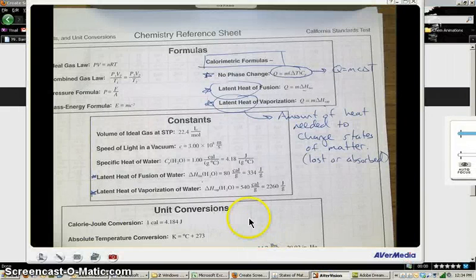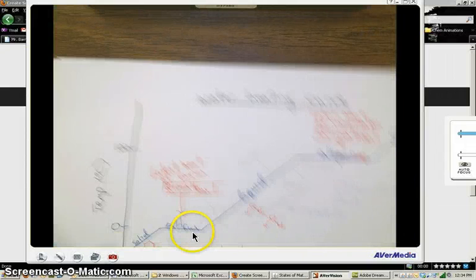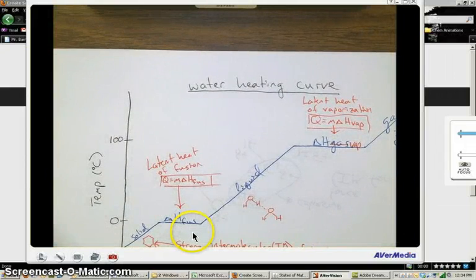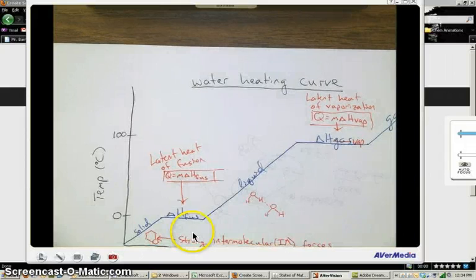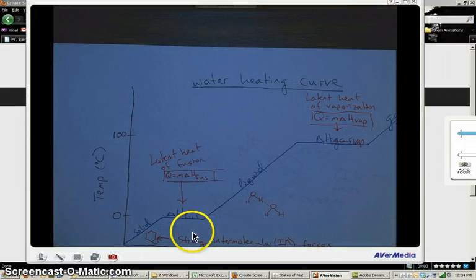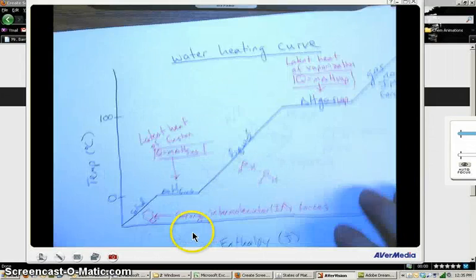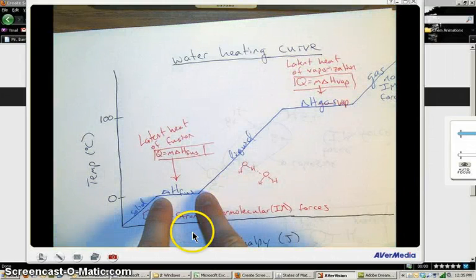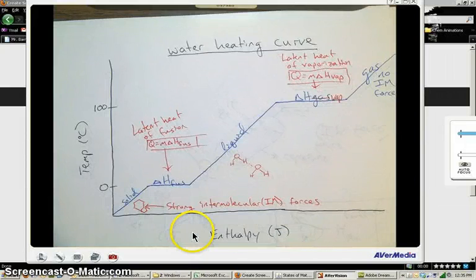We are now going to go over problems 1 through 5 on the worksheet that I gave you. You had to use the water heating curve to be able to answer most of the questions. Question number 1 is just defining what latent heat is. Latent heat is the amount of energy needed to change states of matter. We wrote this on our reference sheet.